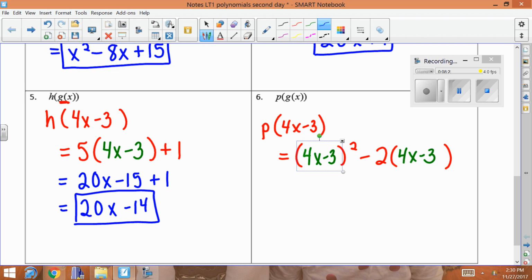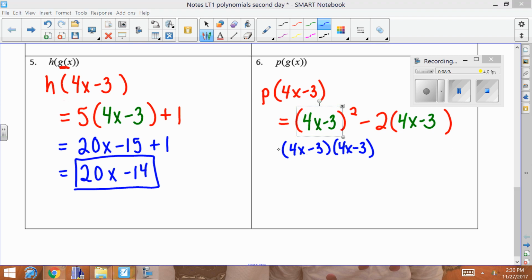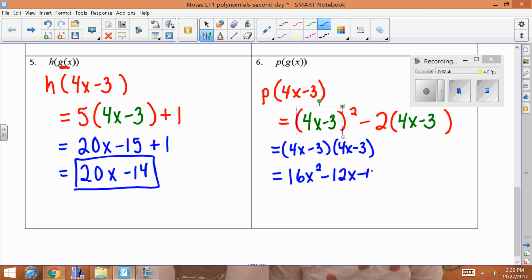Be really careful with the simplifying on this one. Like we said in the other one, when you're squaring the 4x minus 3, that's 4x minus 3 times 4x minus 3. We double distribute here, and we get 16x squared minus 12x minus 12x plus 9. You can combine like terms right away if you want to, or you can just start distributing. That's fine as well. Here we get a negative 8x and a plus 6.